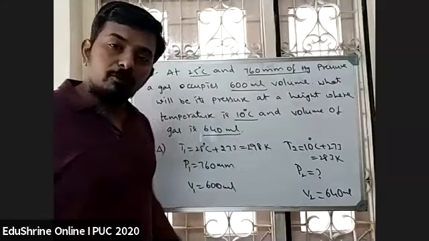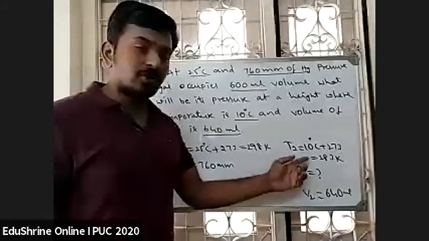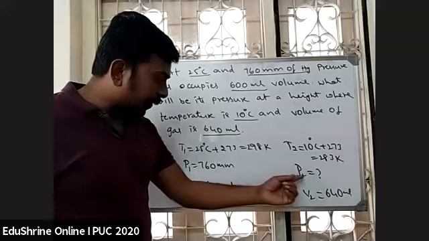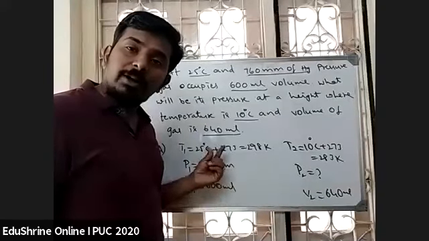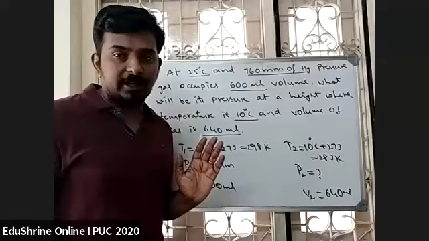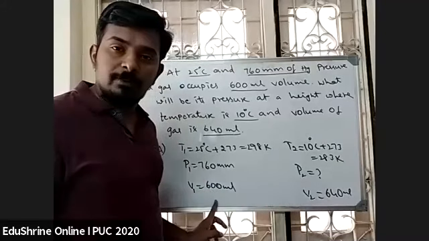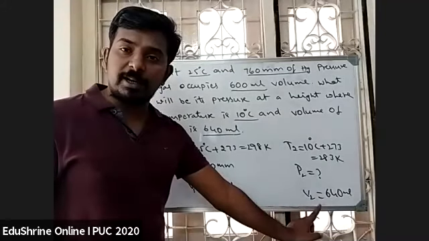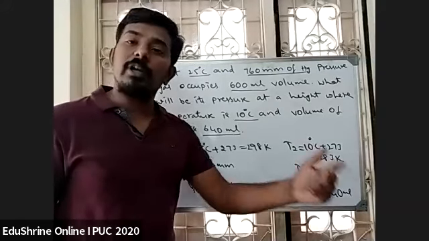Now here one point you need to be very careful. That is, temperature always must be in Kelvin. These two pressures must be in the same units. Whether you take in mm or in atm, or in Newton per meter square, anyhow you take, both the pressures must be in the same units. In the same way, both the volumes. If this is in ml, this also must be in ml. If this is in liters, this also must be in liters. You can do it in any way.